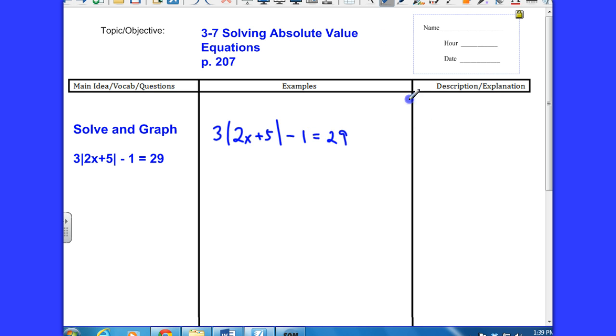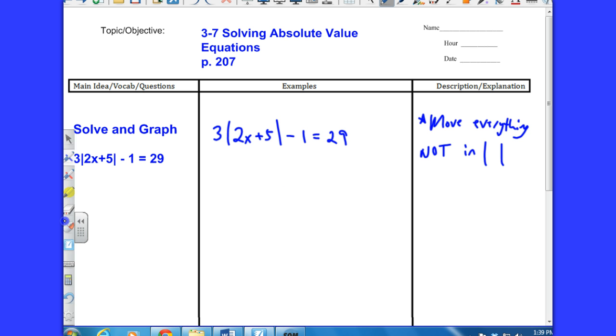And I want to remind you of a note that we made earlier, and that is that when you're solving these questions, what you have to do is move everything that is not in the absolute value bar. You move that first, and we did that on the very first problem of the first video. Talked about that briefly, but you have to keep that context in mind here. And then you deal with the absolute value after you've done that.